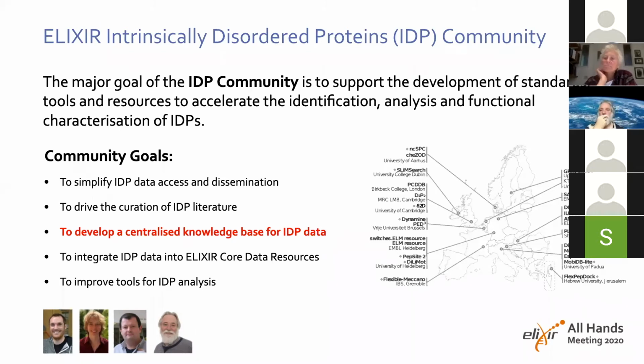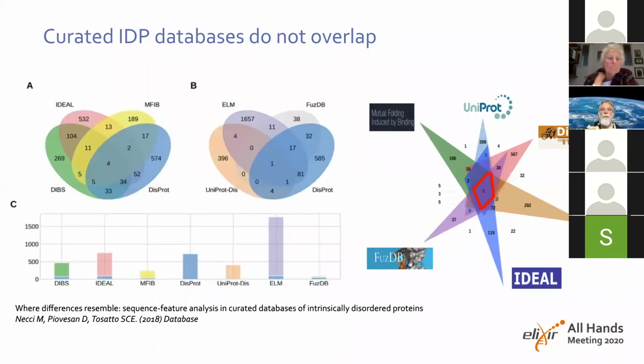Moreover, next slide, please. Here you have a motivation for why a central database is also necessary. These are two graphs showing you the overlap. The Venn diagrams show you the overlap between different curated IDP databases. So the starting point is always the same, meaning that these are databases which curate the literature one way or the other, and they extract information about the intrinsically disordered regions.